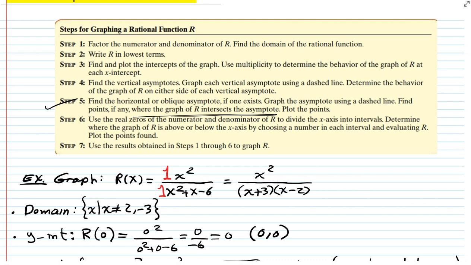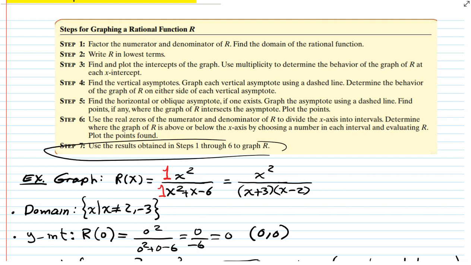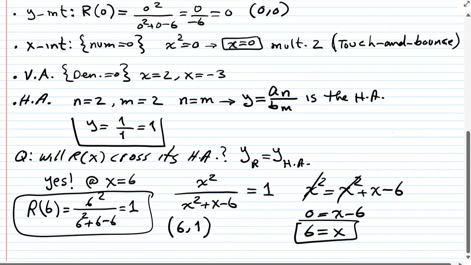Use real zeros of numerator and denominator to divide the x-axis into intervals. I'm reading number 6: determine where the graph of r is above or below the x-axis, choosing a number in an interval. So at this point, you just plot several points, just to affirm whether the graph is above or below the asymptotes or the x-axis. Use the results in 1 through 6 to graph the function. So let's do all the results from right about here down.